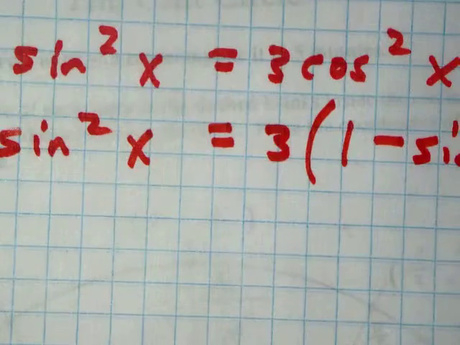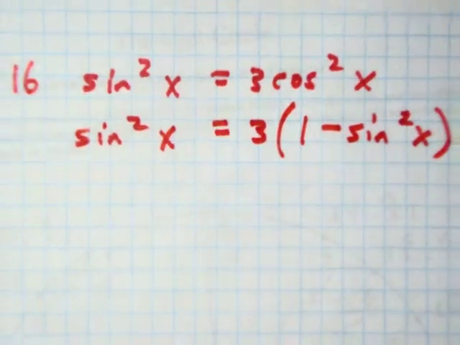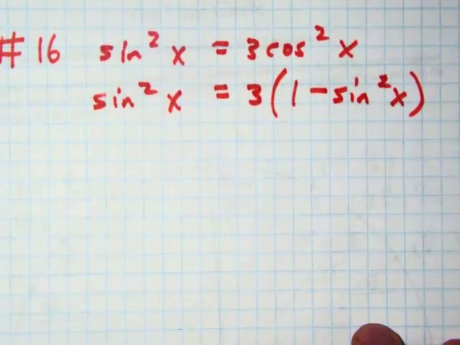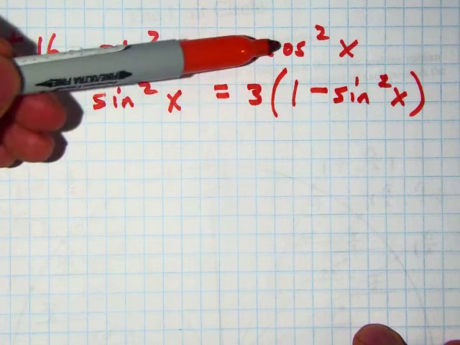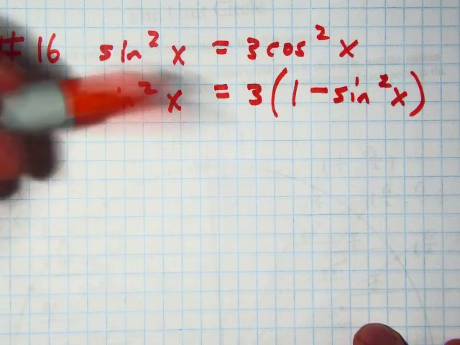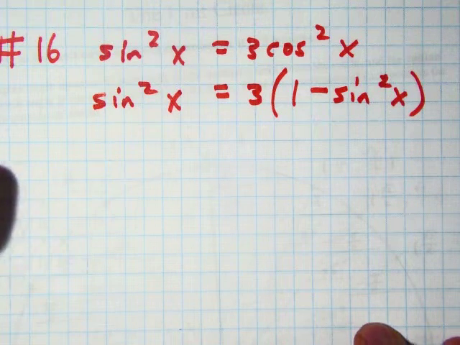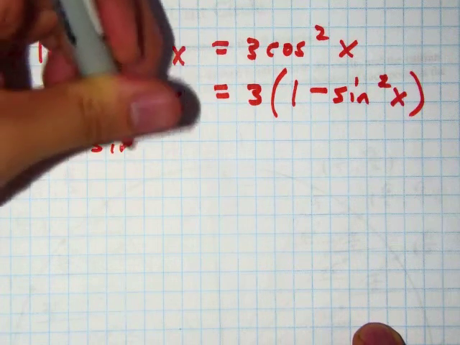So again, what I did was I used the trig identity right here. I changed cosine squared to 1 minus sine squared x. So now I have just a sine. And now I'm going to try to solve for sine of x. Let's distribute that 3.